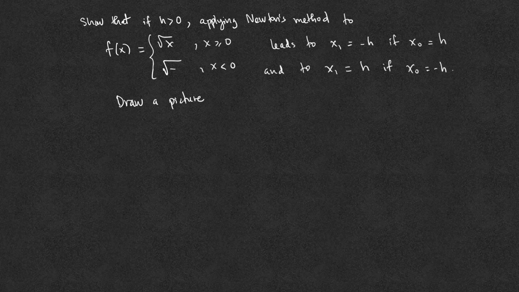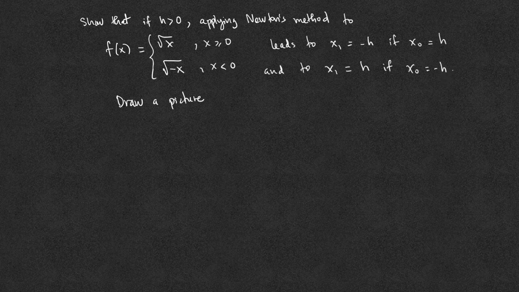Show that if h is positive, applying Newton's method to the piecewise function f of x equals the square root of x for x greater than or equal to 0, and the square root of negative x for x less than 0, leads to x sub 1 equals negative h if x sub 0 is h, and to x sub 1 equals h if x sub 0 equals negative h.